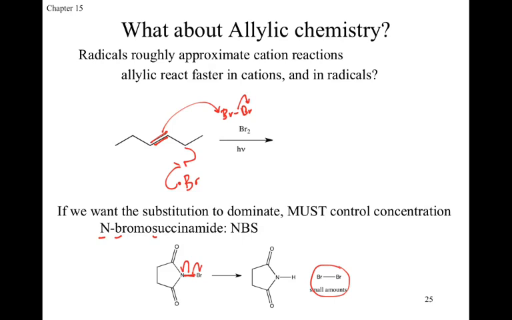Okay, so the two reagents you're now responsible for are Br2 and light, or NBS and light. They're both going to be reacting with alkane type structures, and we're putting it in a radical substitution mechanism.